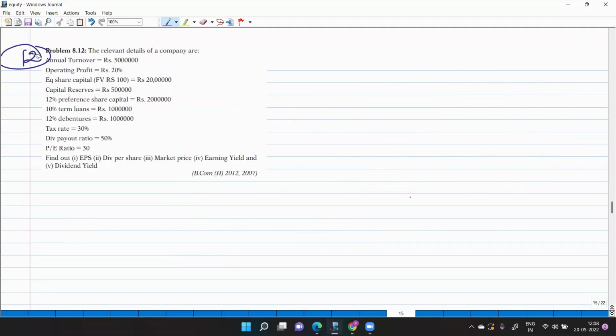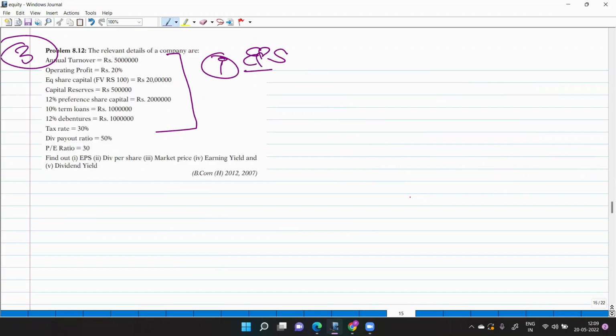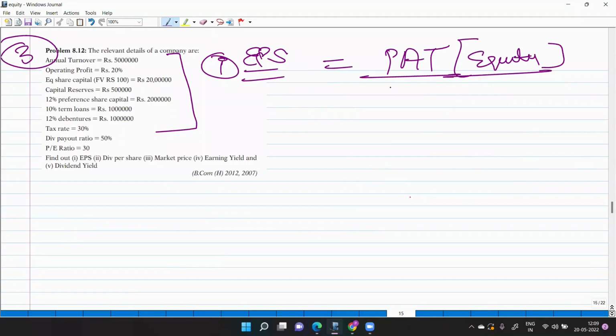Now let's move on to the third question for the day. The relevant details of the company are these. I have to calculate these ratios. Can I just simply tell the formula? EPS is nothing but the profit after tax which is available to the equity shareholders, upon number of shareholders.